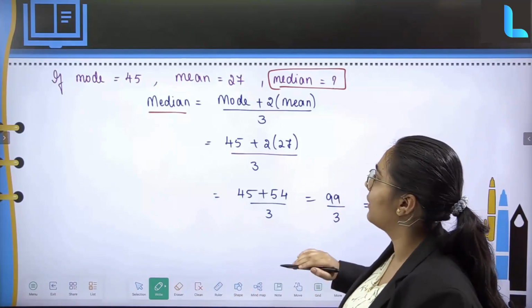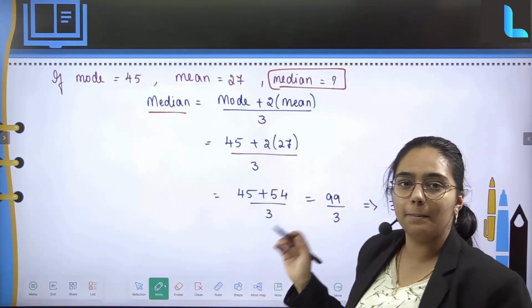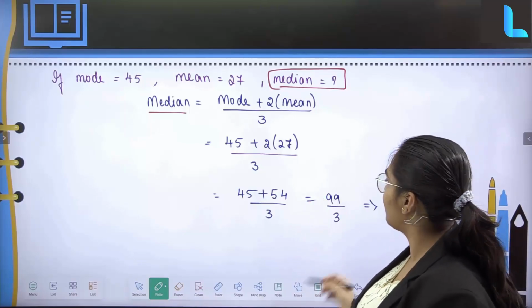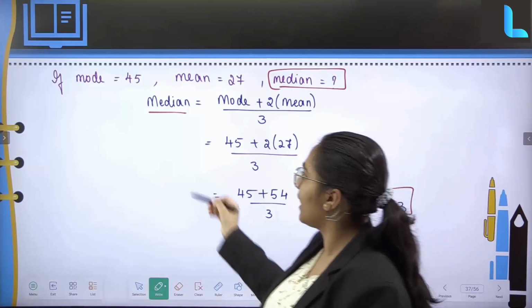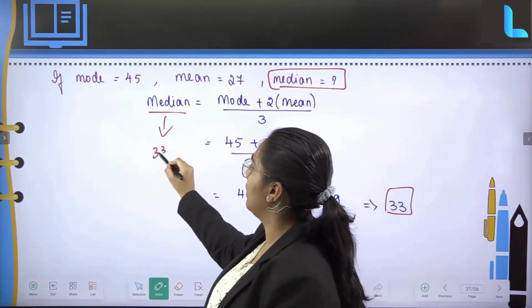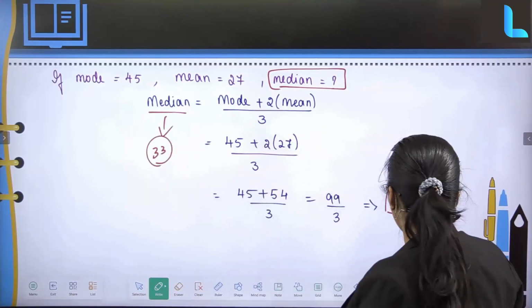When I substitute the values, 43 plus 2 times 27, divided by 3, I will finally get the value as 33. Therefore my median is going to be equal to 33. Right.